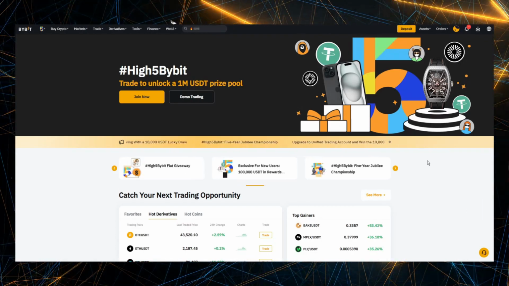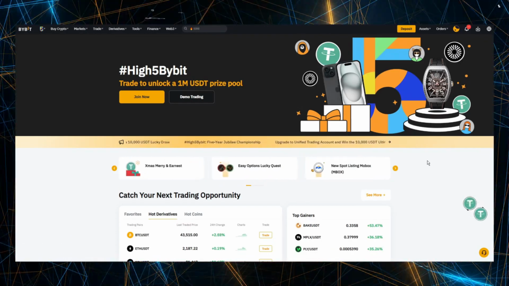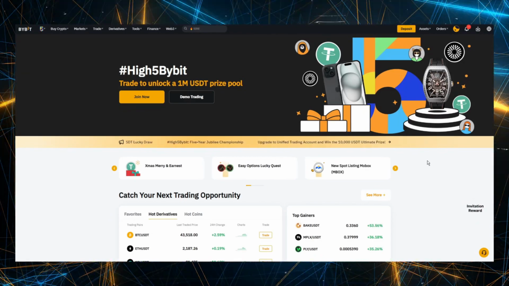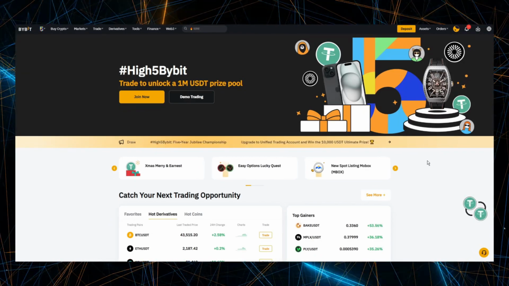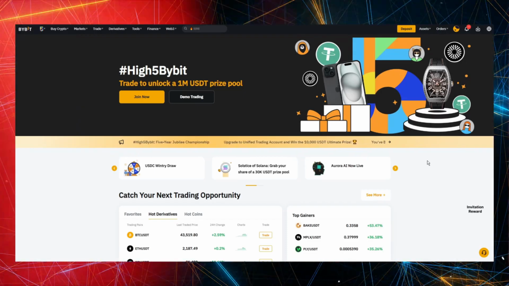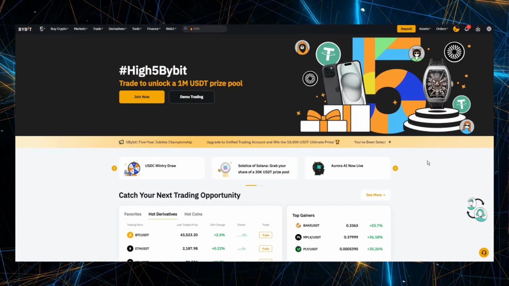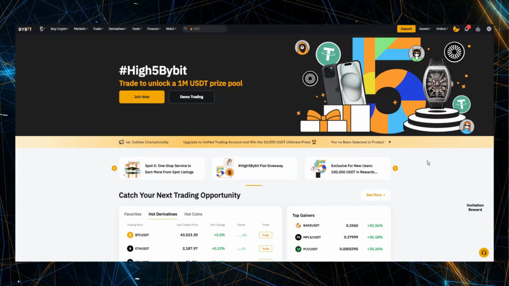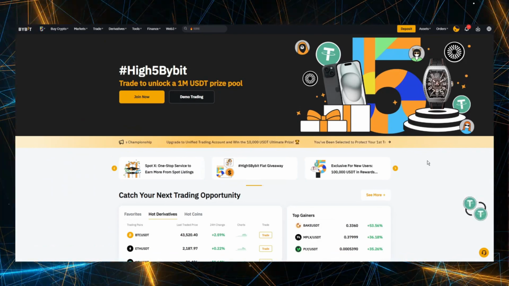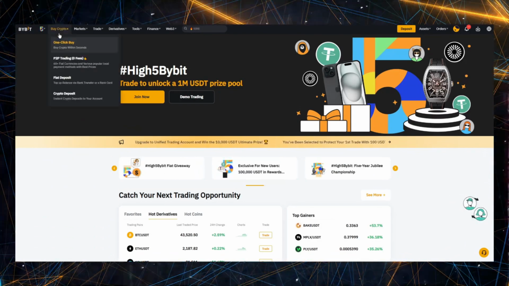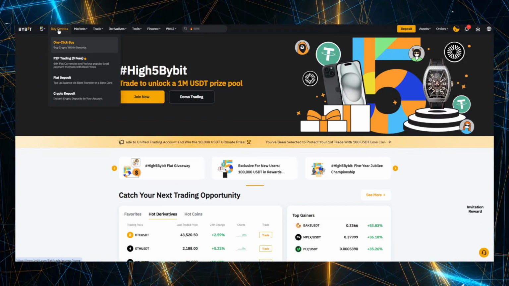So, we have registered on ByBit, and the first thing you need to do after you have been verified is to deposit your balance. You can do this in 3 ways. The first is with cryptocurrency, if you have it on another exchange or on some wallet, for example, MetaMask. How do you do it? We click Buy Crypto, select Crypto Deposit.